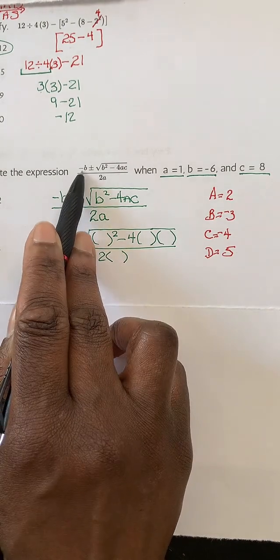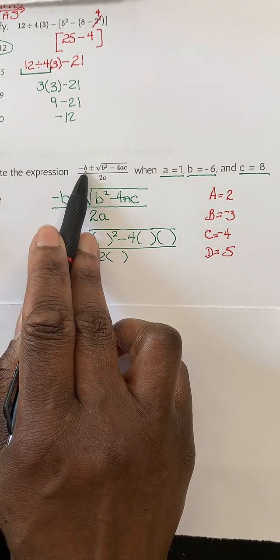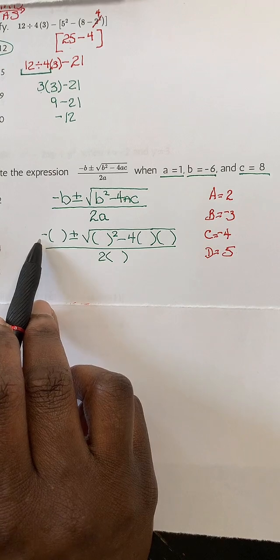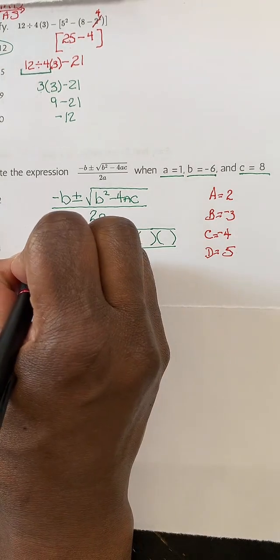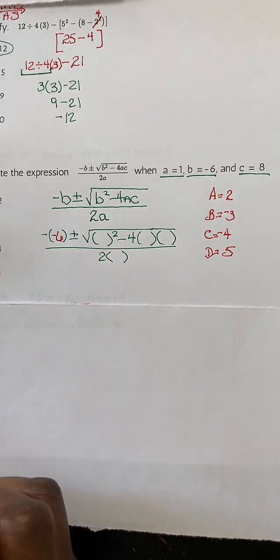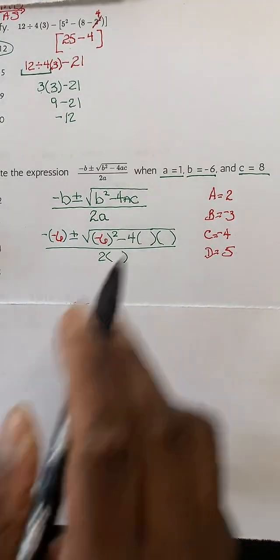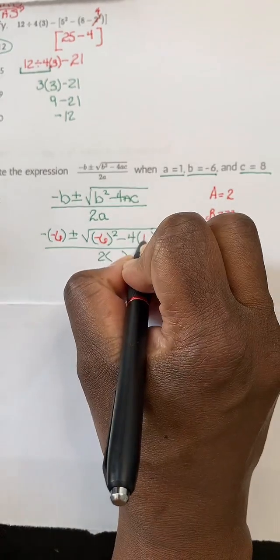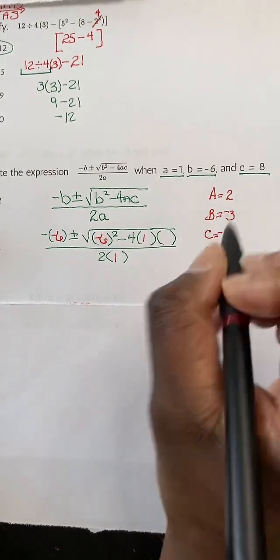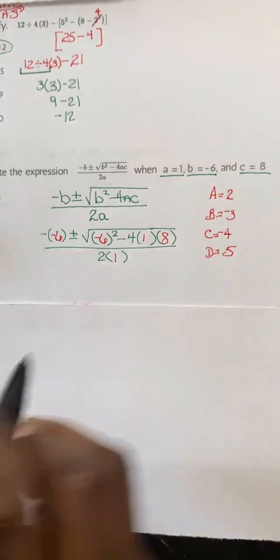So the original problem gives us a -B. That negative stays out here. I'm just replacing just the B. A lot of people always get that messed up. So for my A, I'm putting my 1, and for my C, I'm plugging in an 8.